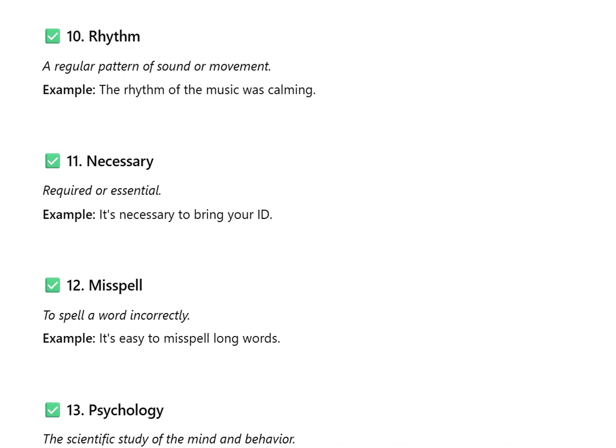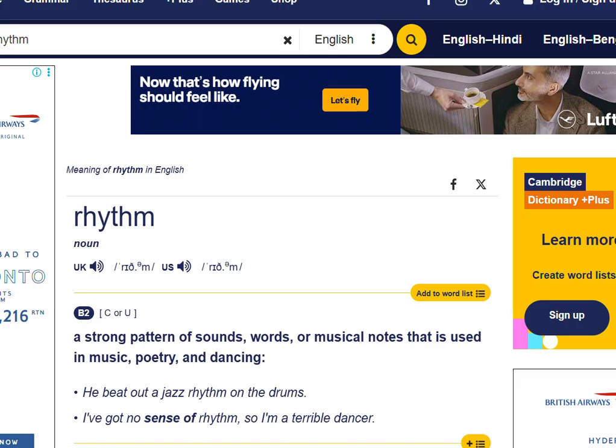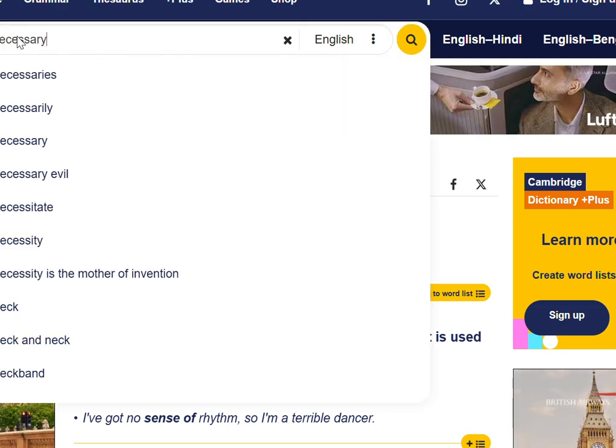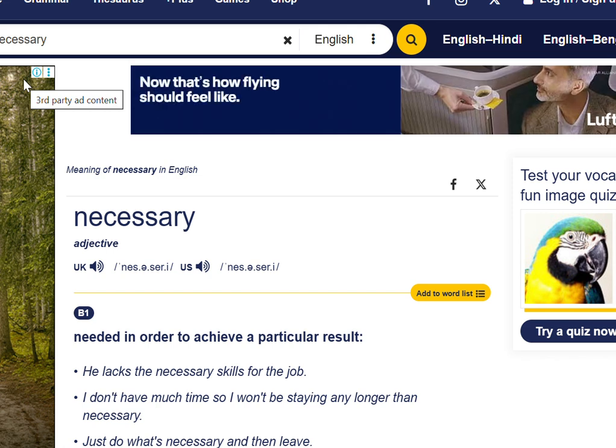Okay, next word is necessary. So this is really a good word to learn. Necessary is like, needed in order to achieve a particular task.